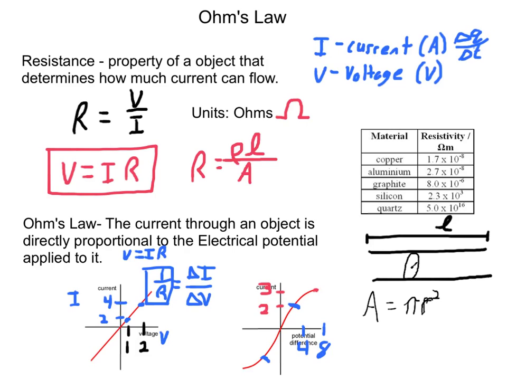Likewise, if these axes were reversed, which normally does not happen, but you have current on the x and electrical potential difference on the y, I would expect my slope to just come out to be the resistance, not instead of 1 over the resistance. But this is the way the graph normally is. You would expect your slope to come out to be 1 over R.